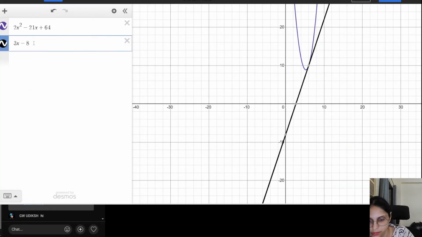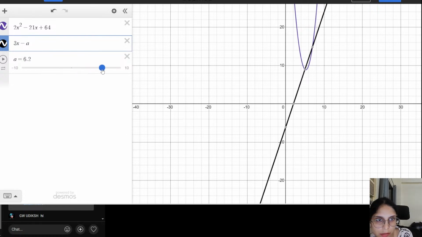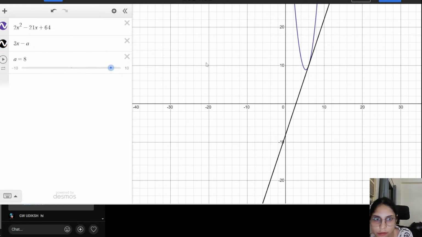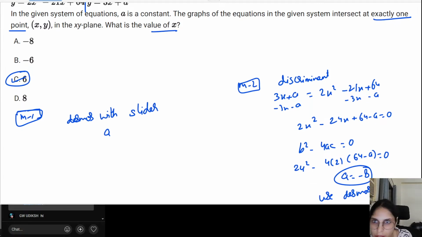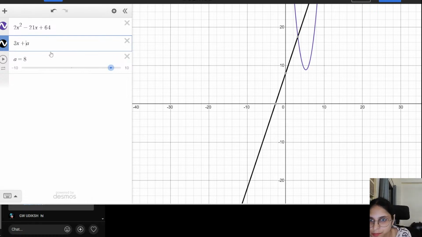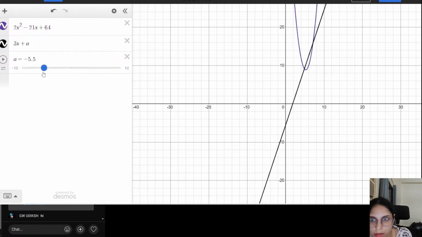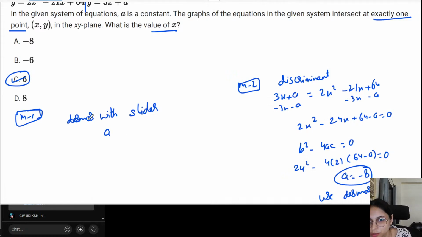Whereas in slider, when a is equal to 8, you're getting 6. Oh, because yeah, it's plus a. Six. So that also you can do, because that will be done in just one step.